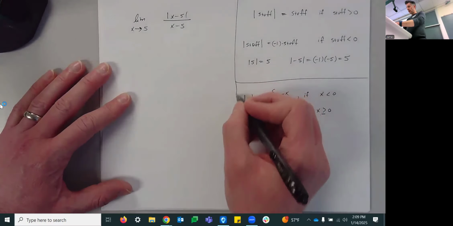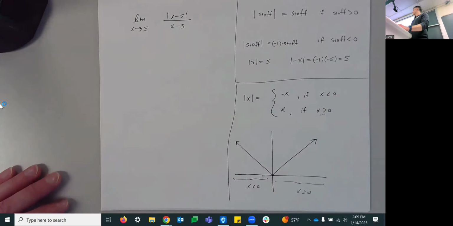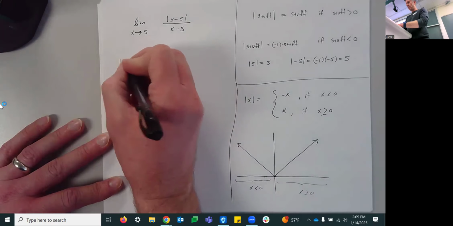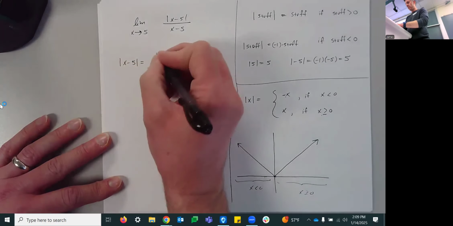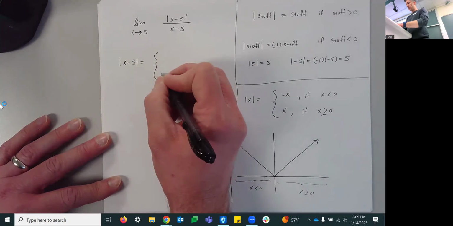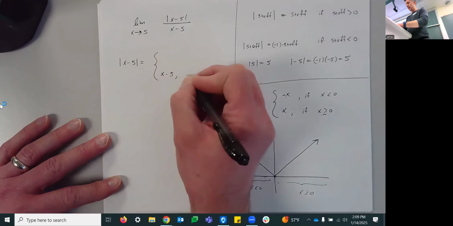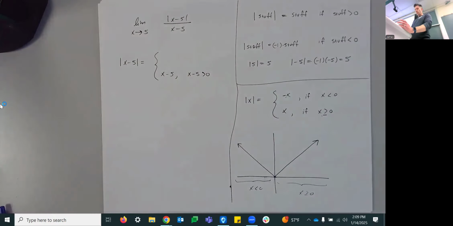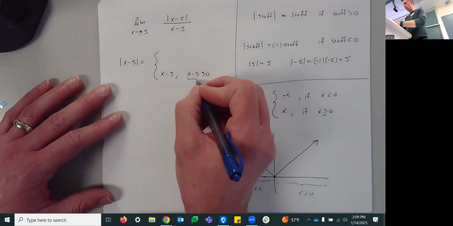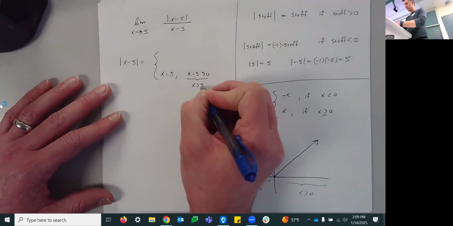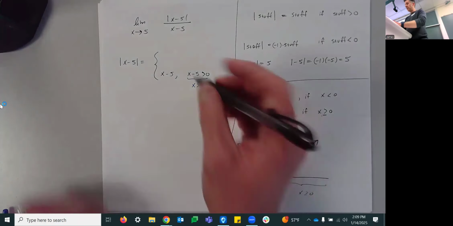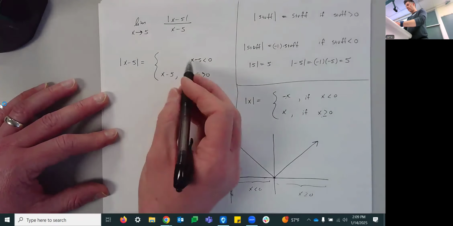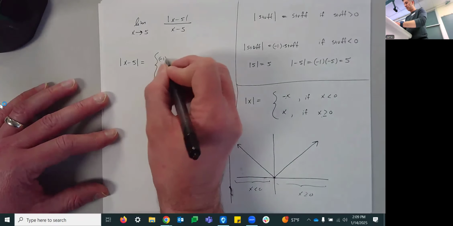Cool. All that to say, we can do something similar with this. So it's the case that the absolute value of x minus 5 is equal to just the inside stuff if that inside stuff is already positive, which we could translate to saying that x is bigger than 5. On the other hand, if the inside stuff happens to start off being negative, then the absolute value of that negative number is -1 times that negative number.